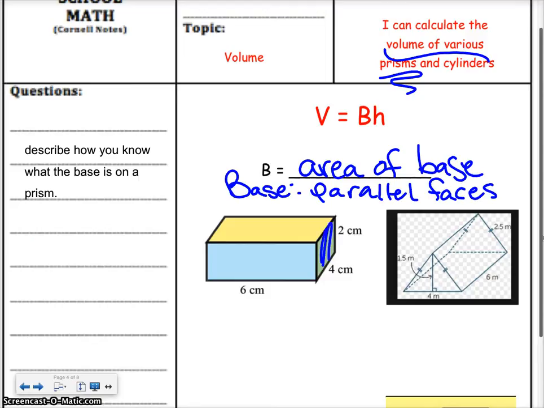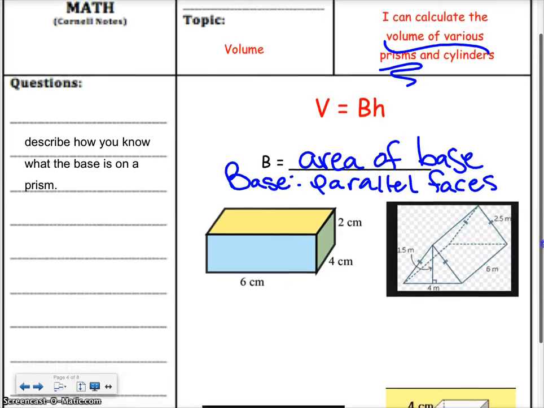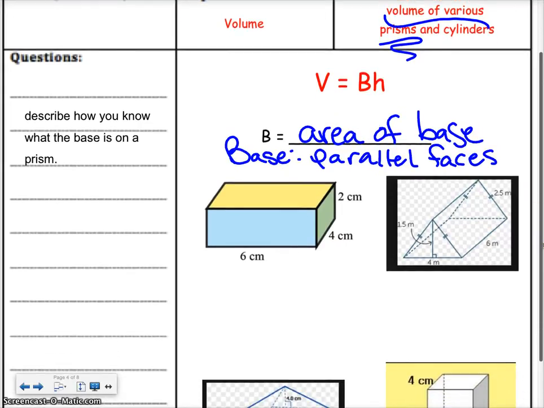Like here, if I use this as a base, then that's a parallel face. You don't have to do the coloring in, I'm just giving you a visual. A lot of kids think the bottom is the base. Sure, it can be. You could think down here is the base, and it's parallel with what's up there. You could also do the front as the base, and then the parallel side is the back. So the base is anything that has parallel sides. Your strategy: calculate the area of the base and then times it by the height, which connects the parallel faces.